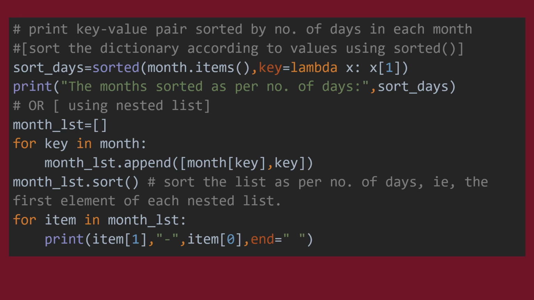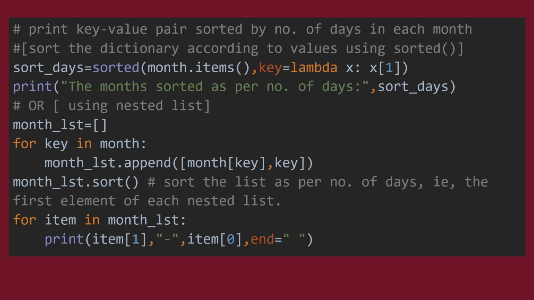Here I have created a list, let's say month_lst. Now for key in month, month_lst.append. Here you can see within square brackets, the first value is month of key. That means the value which is present at the key position of the dictionary month. And the next part is the key. So two things will be stored in a list. First is the number of days. Next is the month name. Like this for all the months present in the dictionary month, that will be appended to this list month_lst.